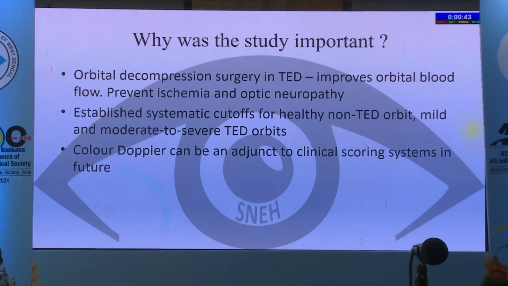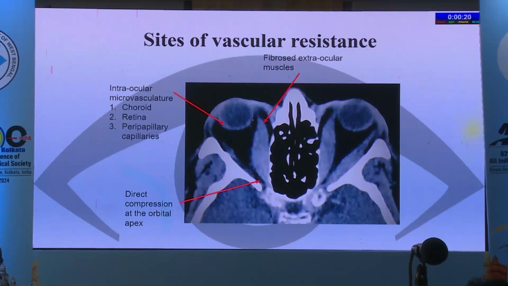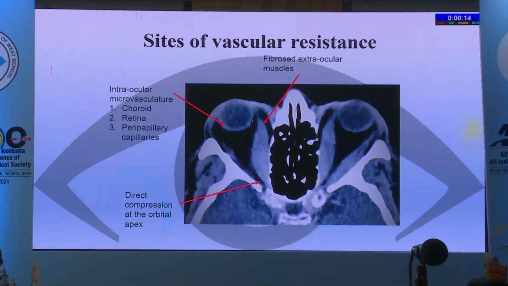We could establish cutoffs to distinguish between a healthy and a thyroid orbit, and also to determine the severity of thyroid orbits. So this could serve as an adjunct to the CAS scoring which we use right now. And these were the places where our gates were placed, and how any lesion distal would have affected the end diastolic velocity, and any lesion proximal would have affected the peak systolic velocity. And these are the main sites of resistance: the intraocular microvasculature, the compression at the orbit, and the muscles.